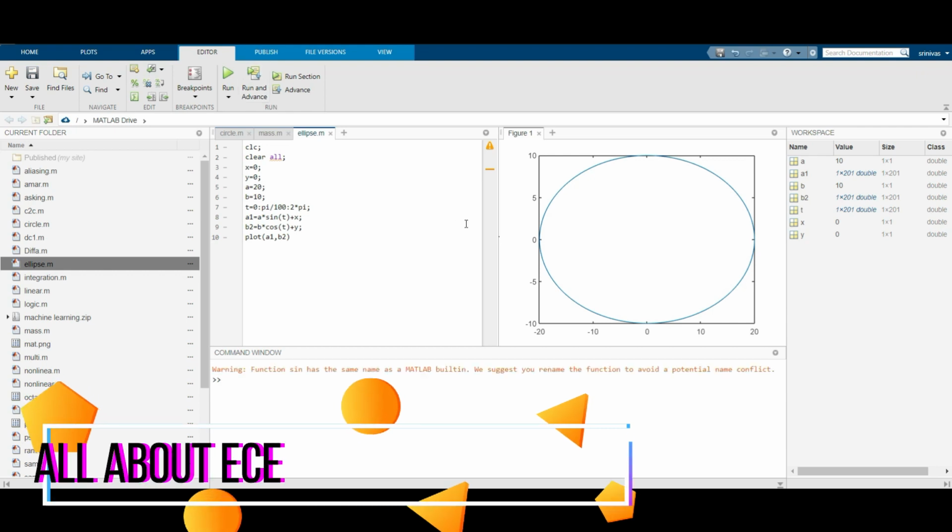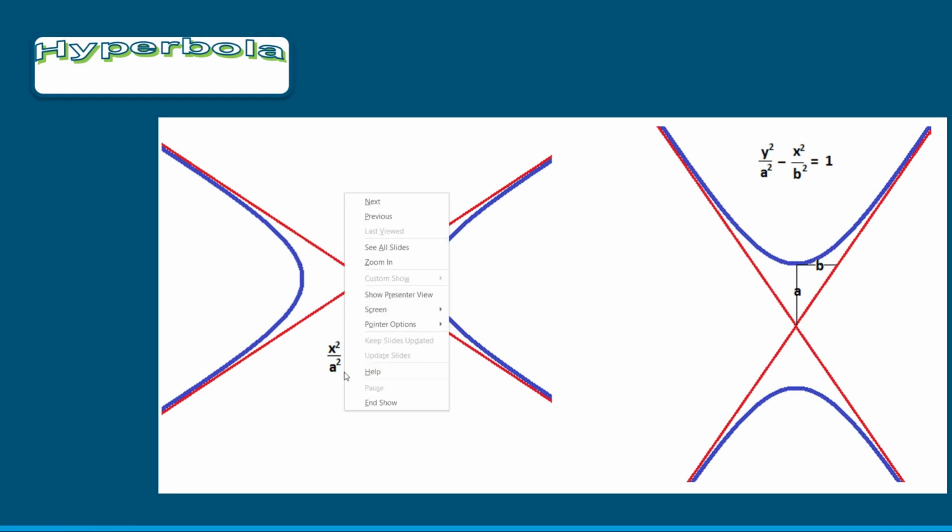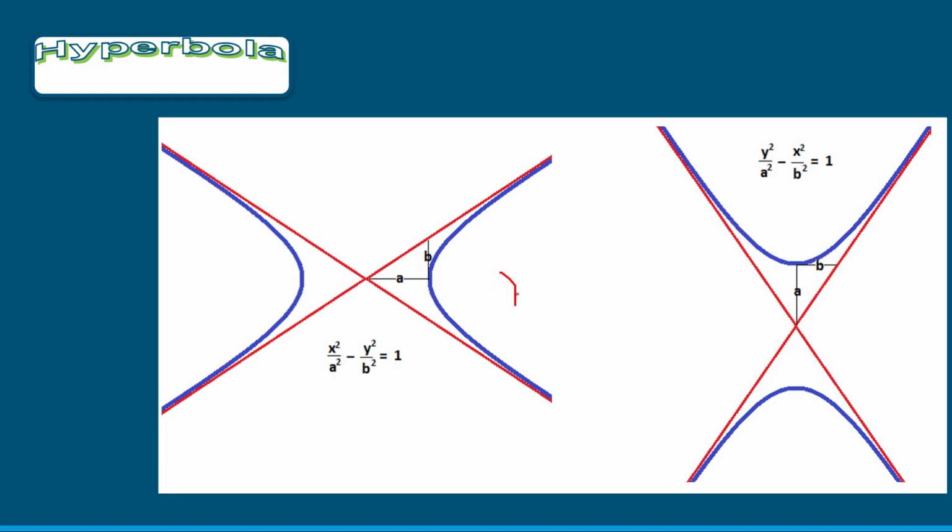So when I change this one, then we will get a different value. What is a hyperbola? You can clearly observe here that the conic section, the hyperbola equation, looks like x square by a square minus y square by b square is equal to 1, having two curves in opposite directions.